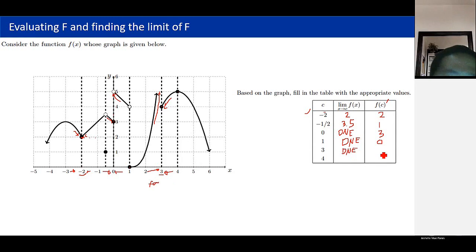Now, what is f of c? What's f of c? 4, sir. 4, correct.